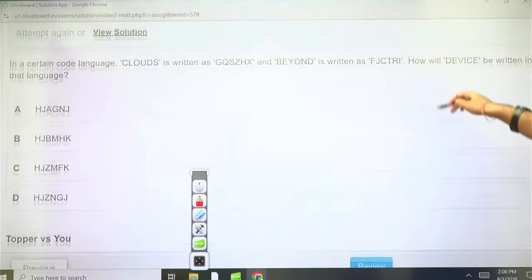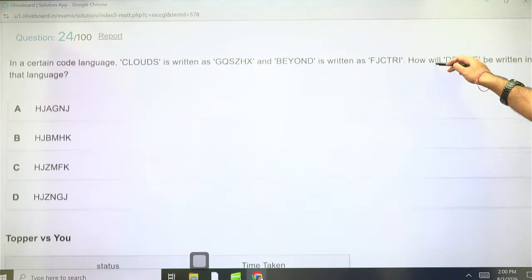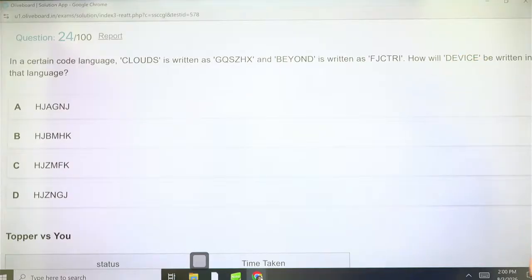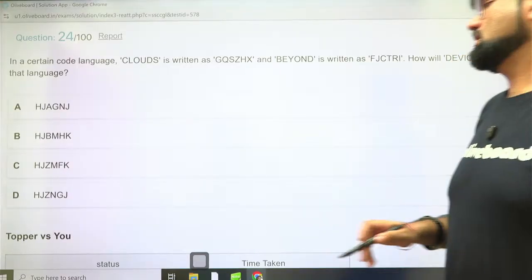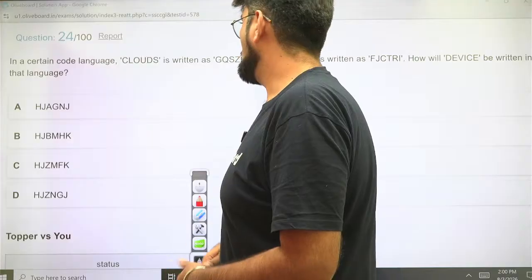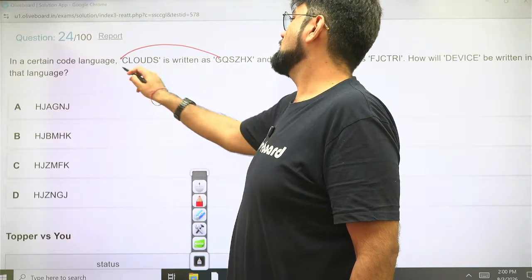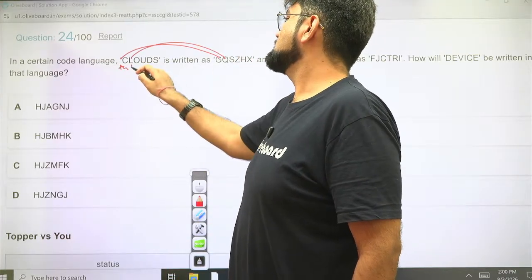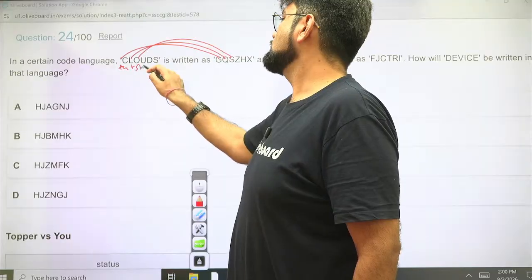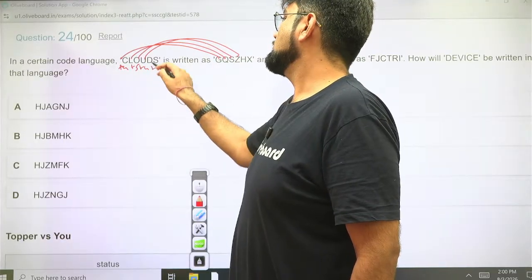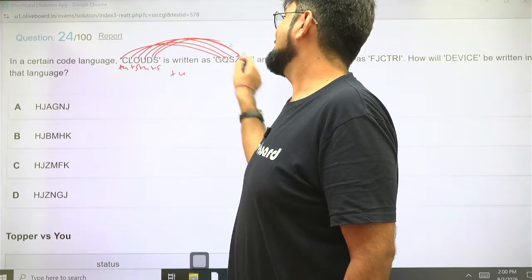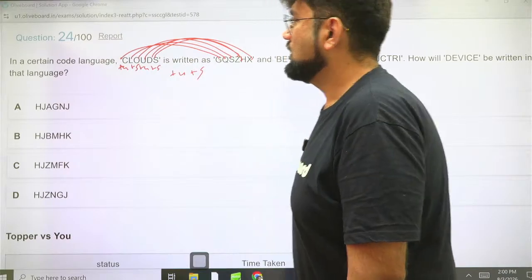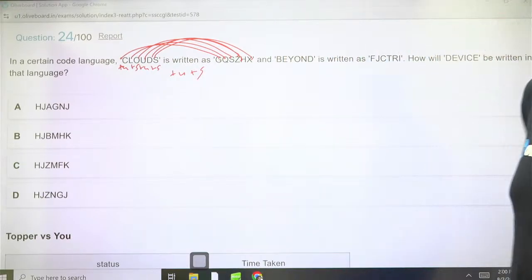This is question number 24. Clouds is written as this, beyond is as this, device, how will that be written? So if you look at logic quickly, 3 and 7 is plus 4, 12 and 17 is plus 5, 15 and 19 is plus 4, 21, 26 is plus 5, 4, 8 is plus 4, 9, 24 is plus 5. No differentiator, no single digit, double digit, nothing of that sort. It's simply alternating plus 4, plus 5.